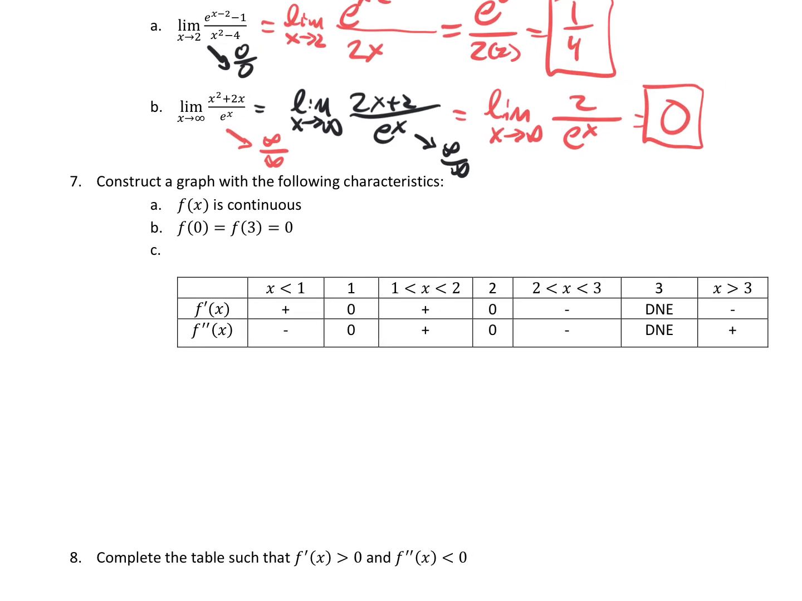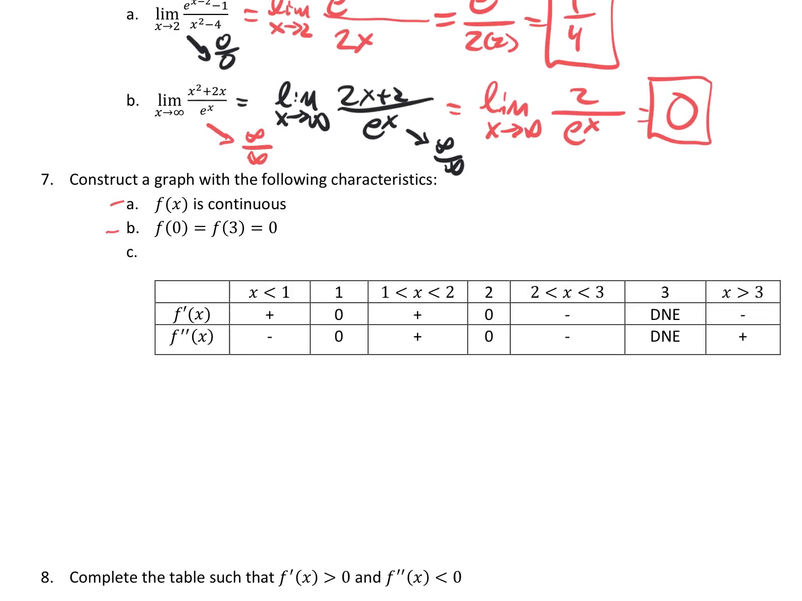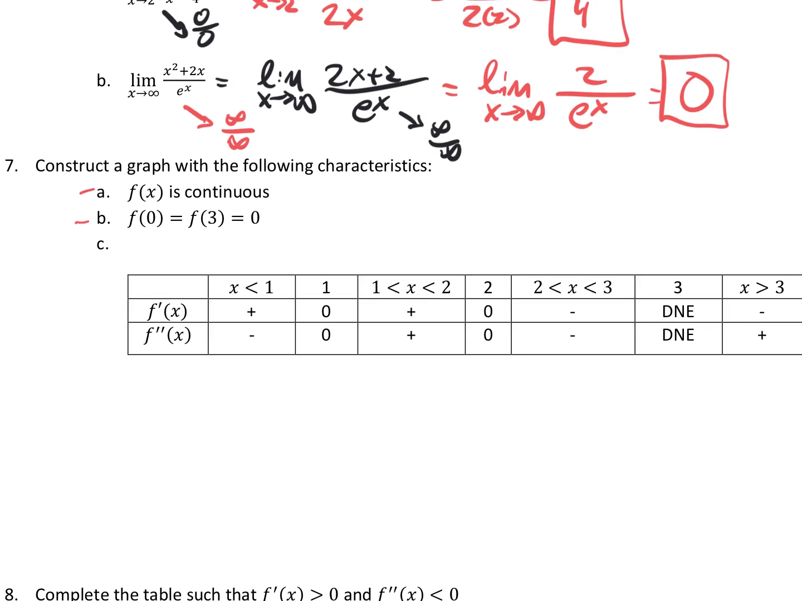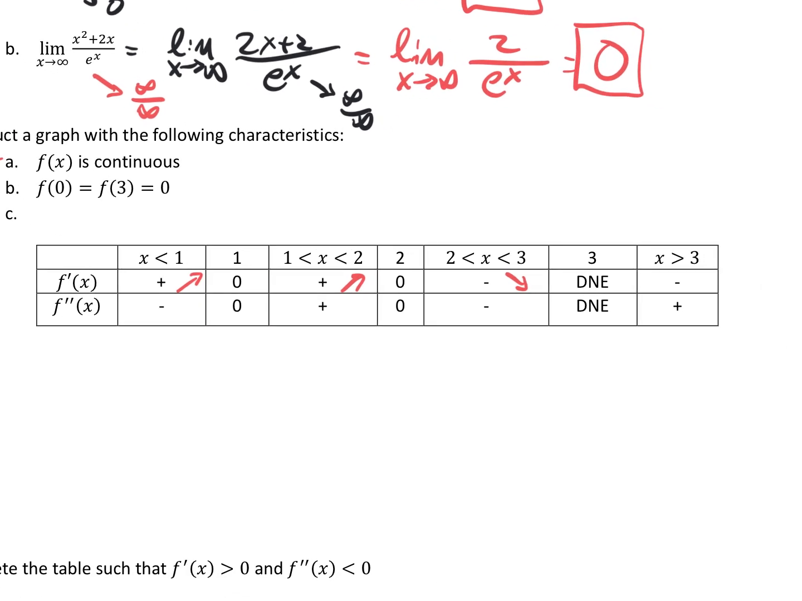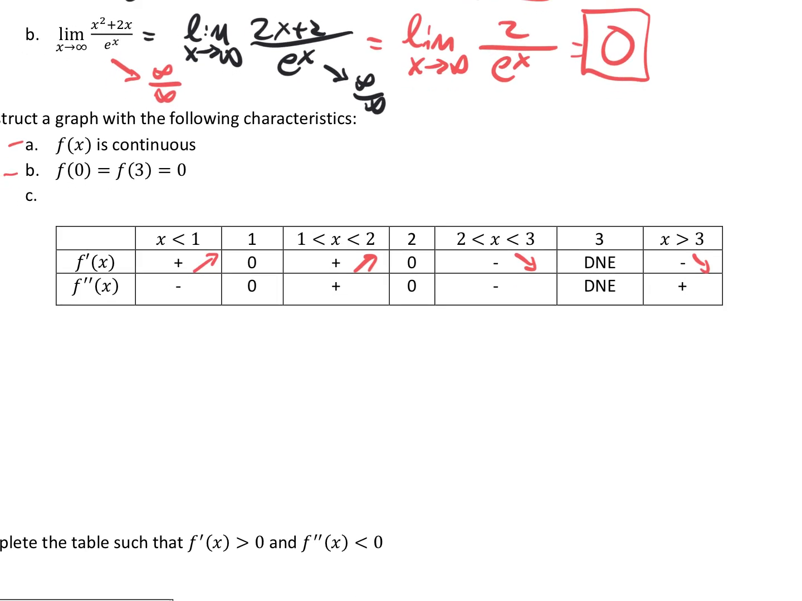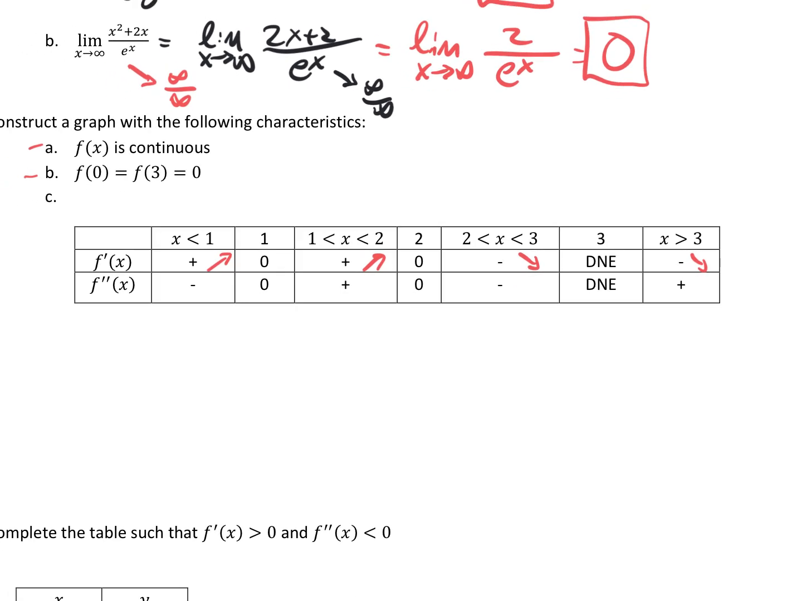Well, how about this? So we want to make a graph with these characteristics. It needs to be continuous. We want f of 0 and f of 3 to be 0. And then we want to have these features here. The first derivative is positive, which means increasing, for x less than 1. It's increasing between 1 and 2. It's decreasing between 2 and 3. And it's decreasing after 3. The second derivative, which is our concavity, means that this is concave down, concave up, concave down, and concave up.